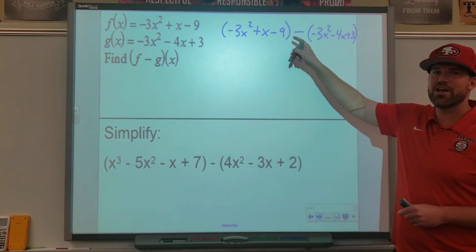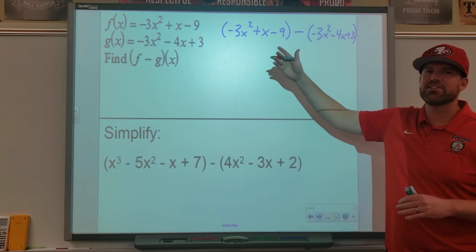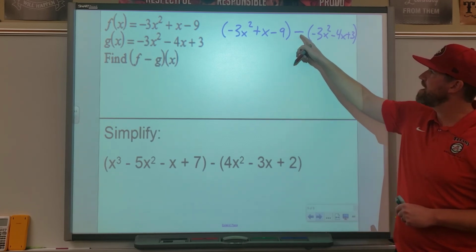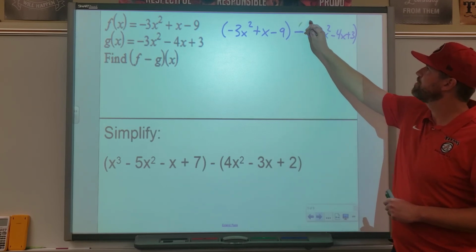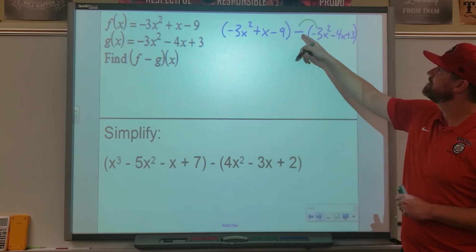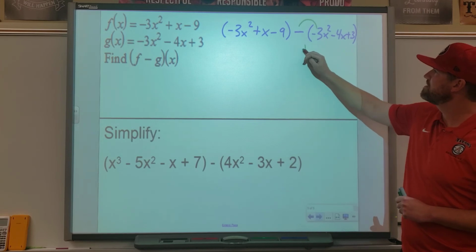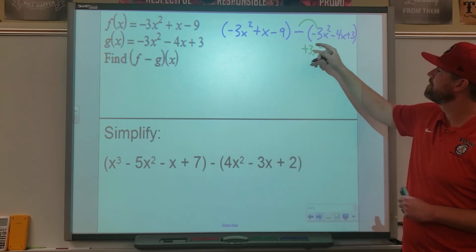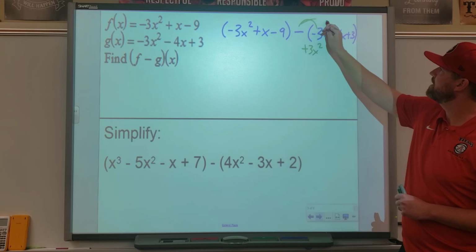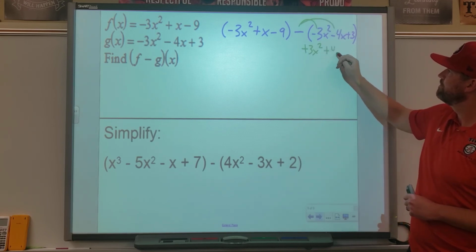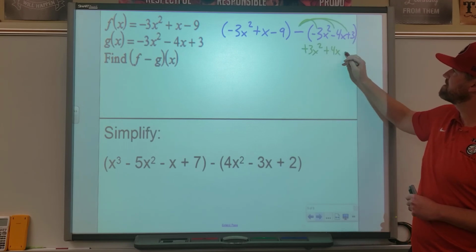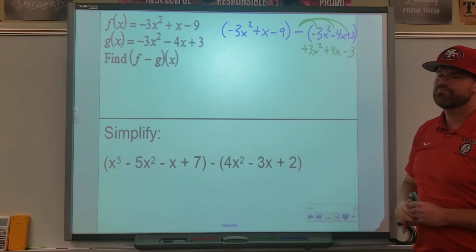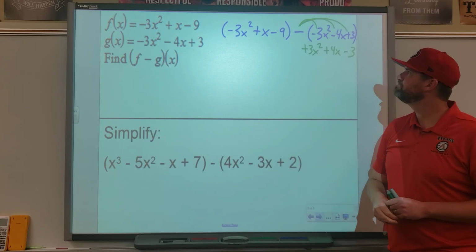All right, so subtraction. If it was addition, I wouldn't have to do anything. I could just combine like terms. But because it's subtraction, I have to make sure I subtract this entire function. So I'm going to distribute the negative. Negative and negative make a positive 3x squared. Negative and negative make a positive 4x. And then negative times a positive will make this a negative 3. So I rewrite that second function.